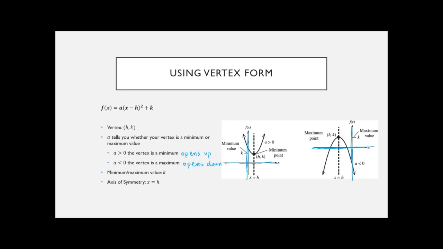Based off of that, that also tells you if your vertex is going to be the minimum or the maximum value. If you're opening up, then the vertex is the minimum value. And if you're opening down, then the vertex is the maximum value. Sometimes, and this is where it's really useful, you'll be told to find the maximum of something or the minimum of something. And if it's a quadratic, what it's asking for is the vertex. And then the axis of symmetry is just the equation x equals h, with whatever that x value is for the vertex.